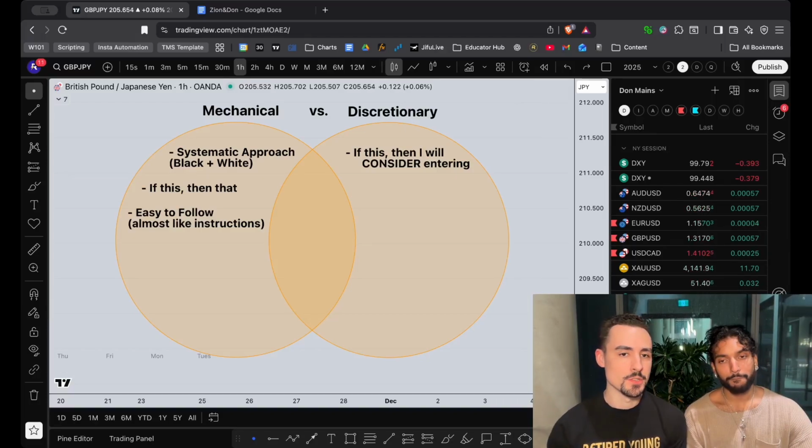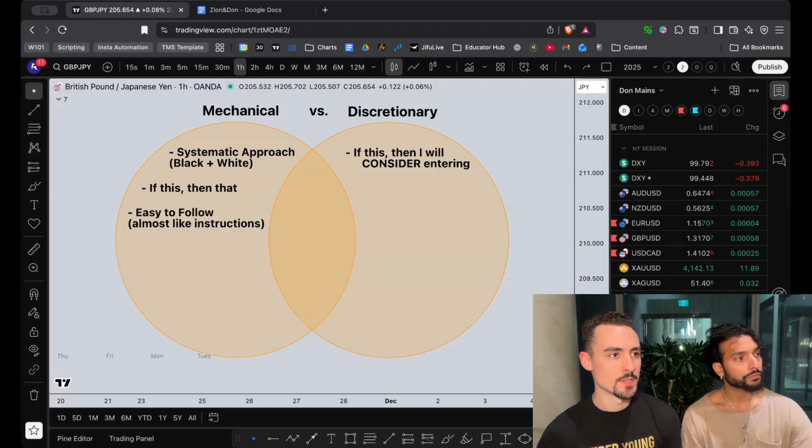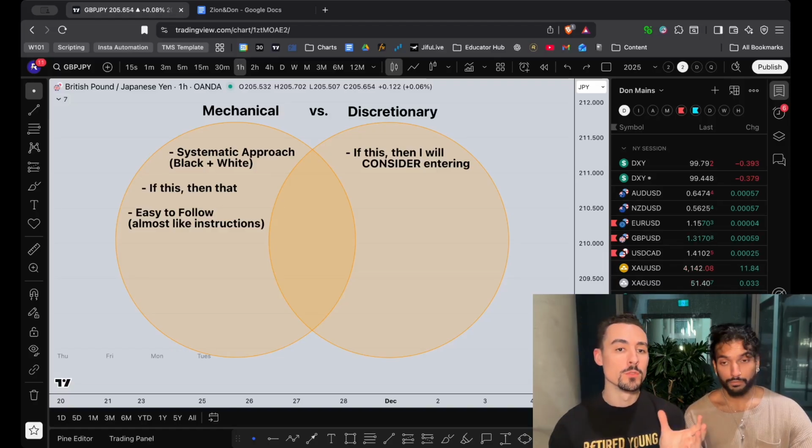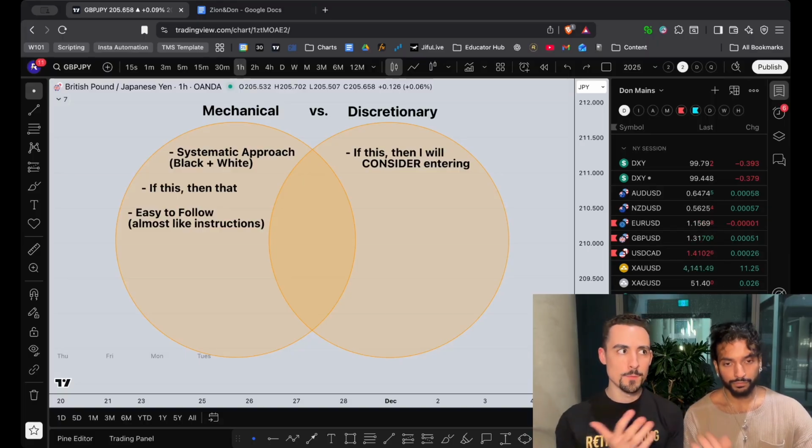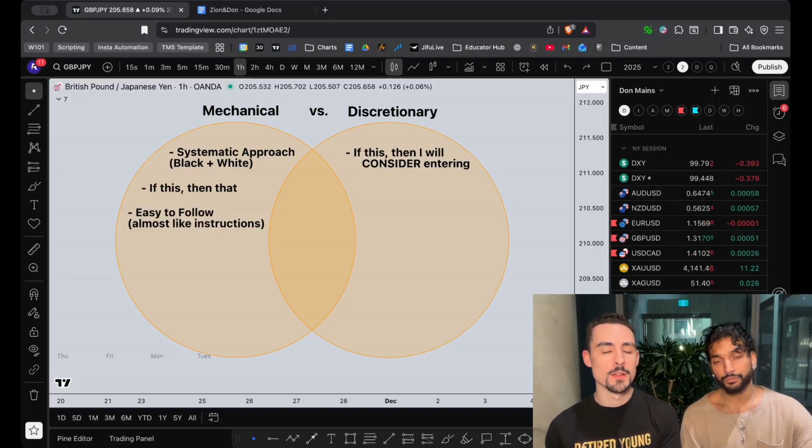Yeah, subjective is a great way of putting it. It's like you have a set of rules or an entry model checklist that you are justifying your trade with, but you're also almost allowing yourself to be like, oh, but even if I see this, I could consider not taking the trade. Whereas mechanical is like, if this, then I'm taking the trade. It's black and white. If this is here, I'm taking the trade. If it's not here, I'm not taking the trade.